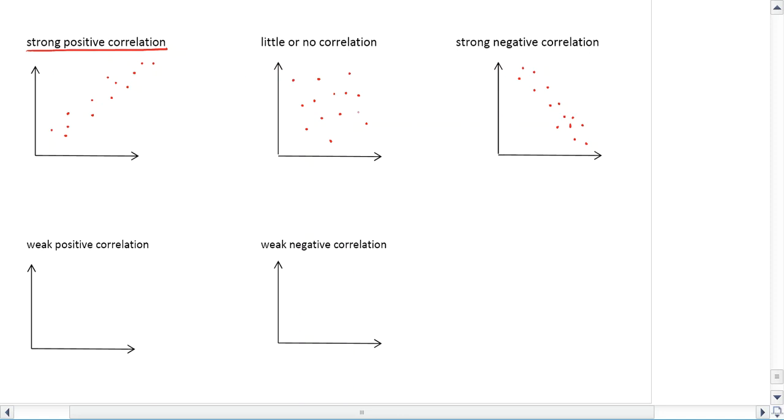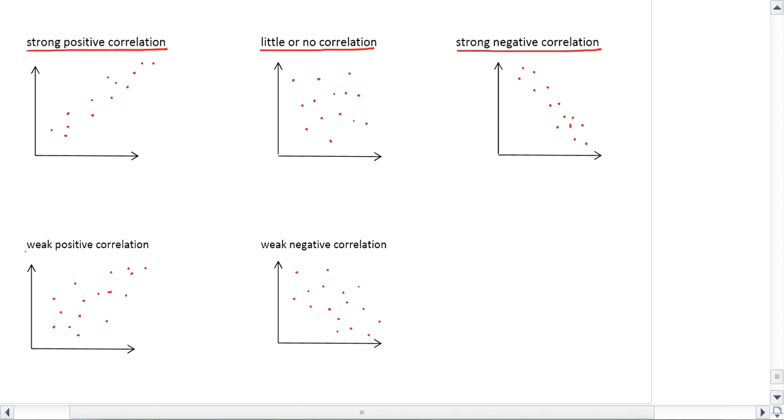When your data points are all over the place like this, you can't really say anything about correlation. There's very little or even almost no correlation. And again, going downhill from left to right, that was a negative slope. Well, this would be a strong negative correlation where they're tightly grouped together.